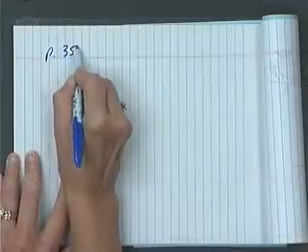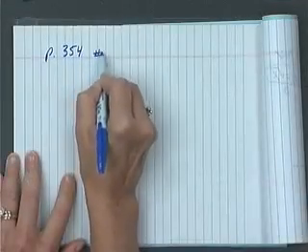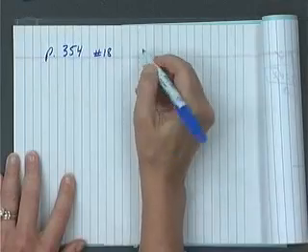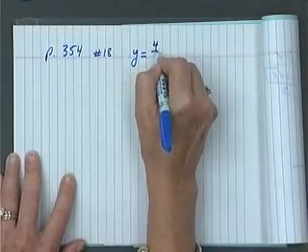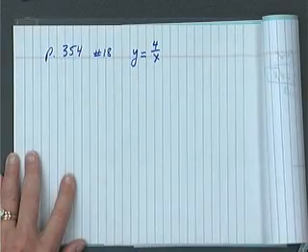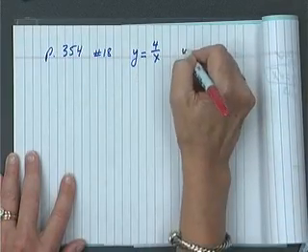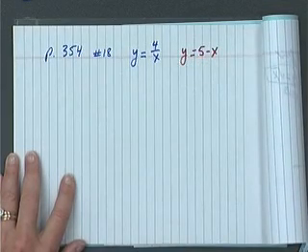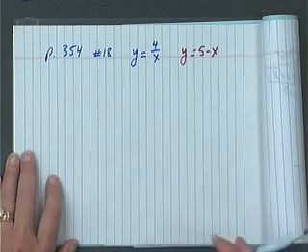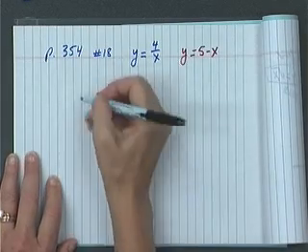All right, so this is page 354. We're looking at problem number 18. We're going to set up the definite integrals to find the area bounded by y equals 4 over x and y equals 5 minus x. Let's see if we can make a sketch here.